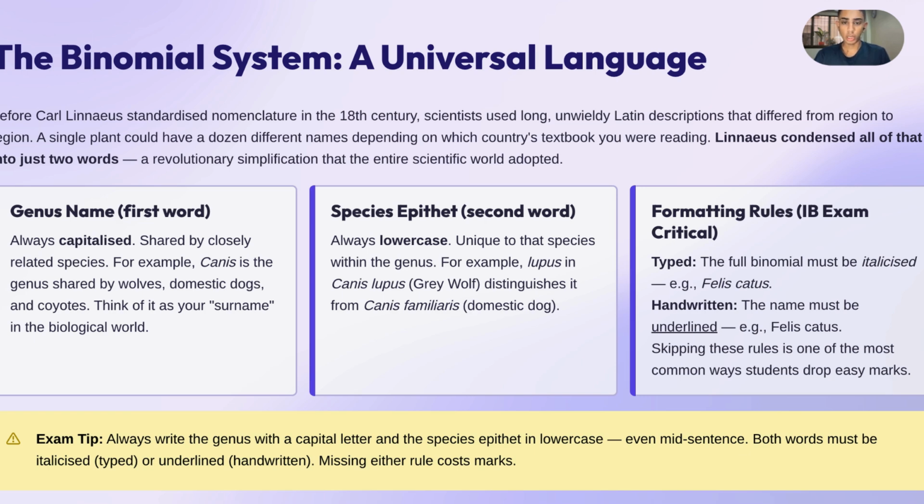In your IB exams, you have to follow the rules of binomial nomenclature strictly. The genus must be capitalized and the species is lowercase. And the whole name must be written in italics when typed or underlined when handwritten. Skipping these formatting rules is an easy way to lose marks.